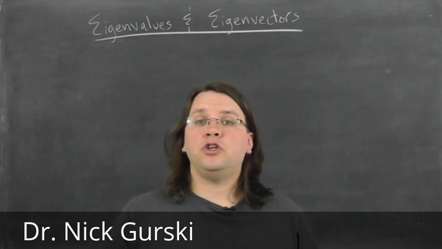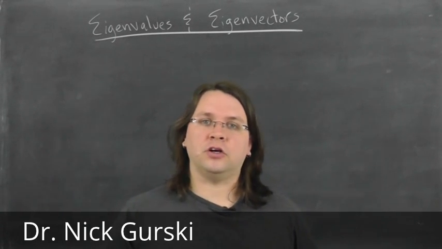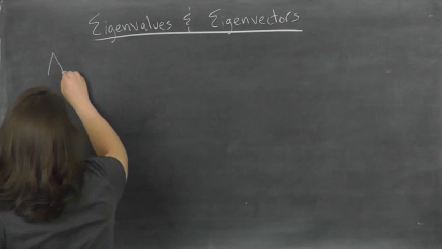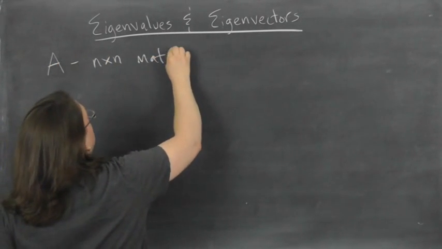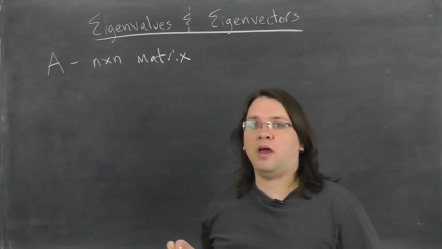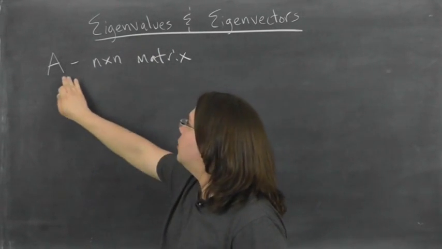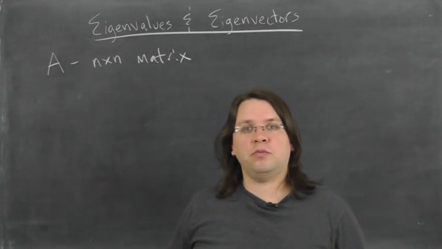In this video, we're going to introduce the concepts of an eigenvalue and an eigenvector for a matrix. So here's the setup. We have A, which is an n by n matrix. So we have to have a square matrix. And then the eigenvalues associated to A are some special numbers that have some certain properties.